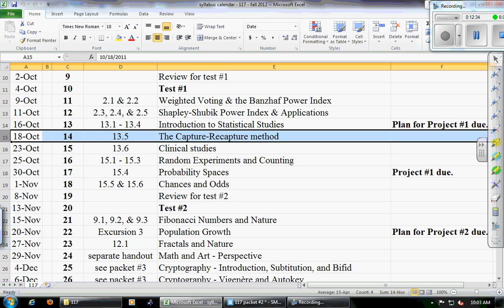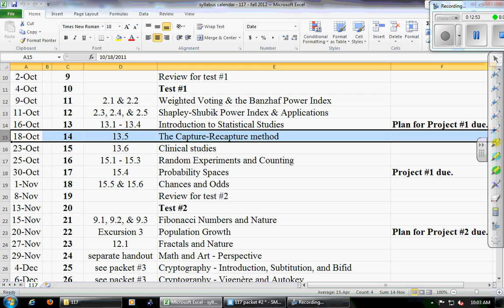So today we talk about something called the capture-recapture method. Again, don't forget the plan for project 1 was due last class. I've returned the plans for everybody that turned them in last class, and that's great. But if you didn't get it to me last class, then hopefully it's in the folder now. And if it's not in the folder now, get it to me Tuesday.